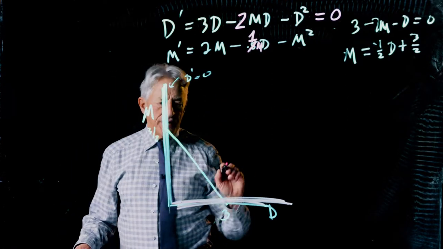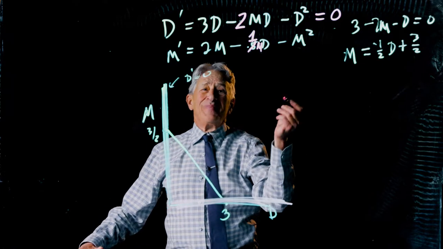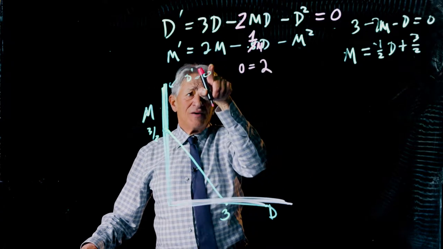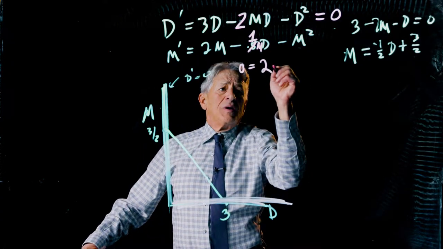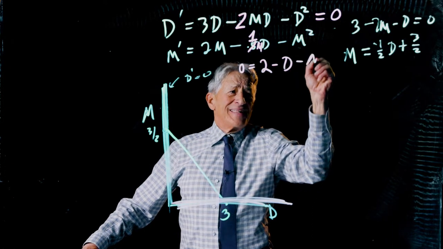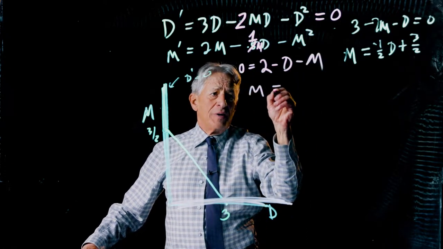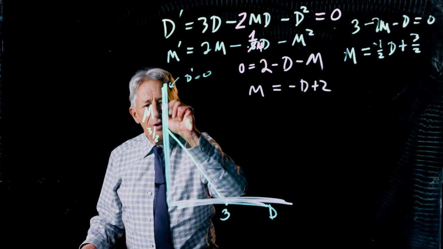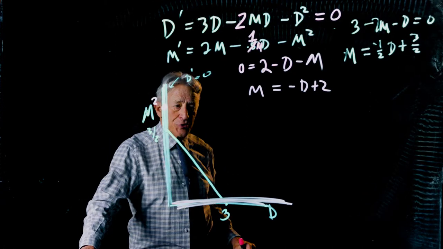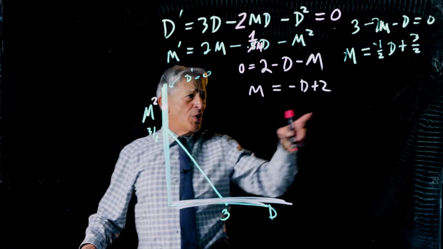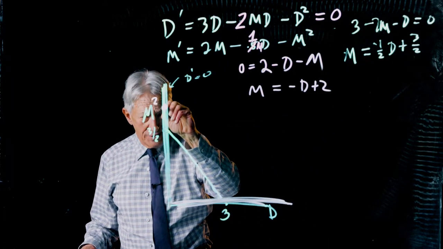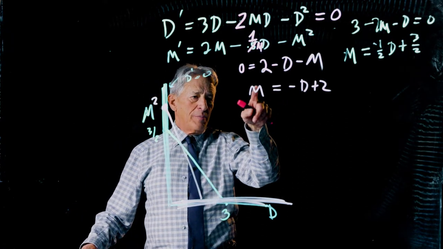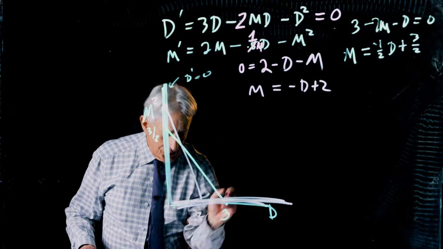And then the other part of the m null cline is going to be when m is not 0. If m is not 0, I can divide by it. So 0 equals 2 minus d minus m. And that gives me m equals minus d plus 2. M equals minus d plus 2 is a line whose intercept is 2 and which has slope minus 1. Notice that's steeper than the slope of minus 1 half. So it looks like that. And of course, when m equals 0, d equals 2.